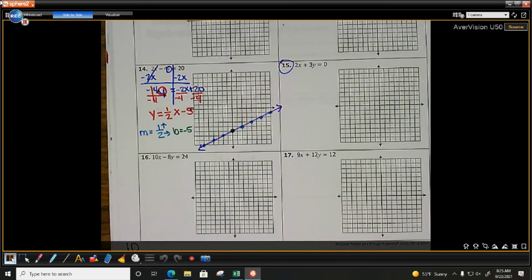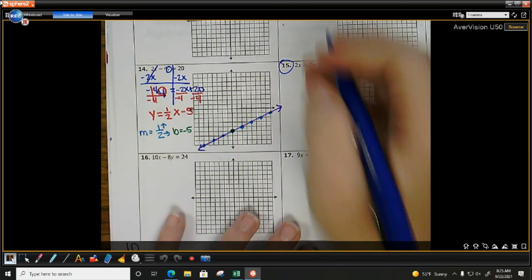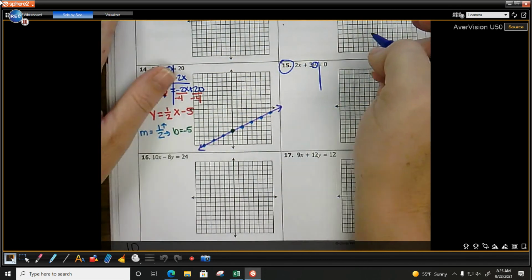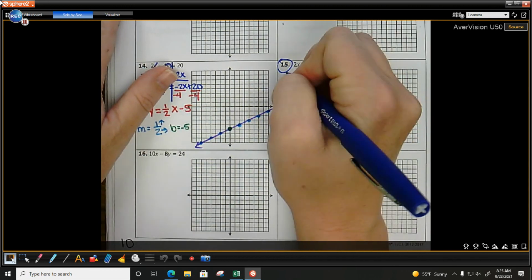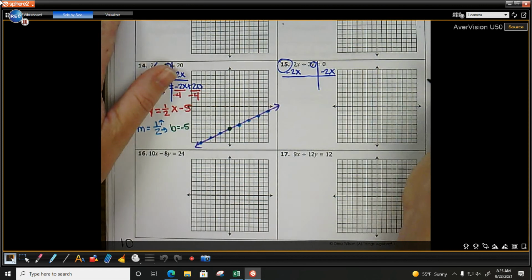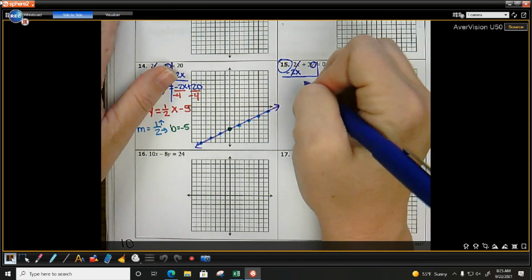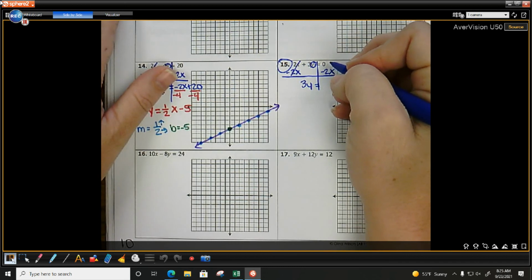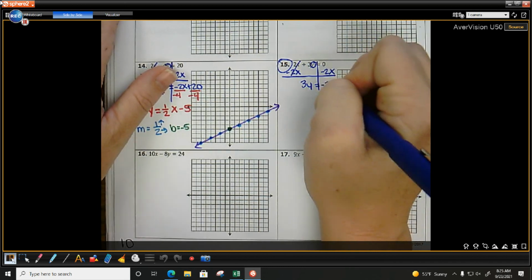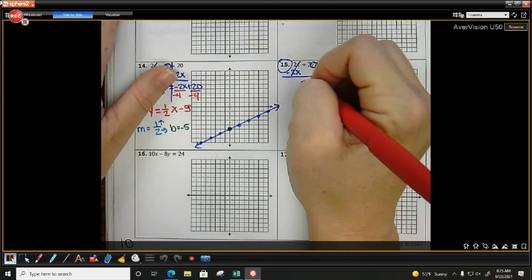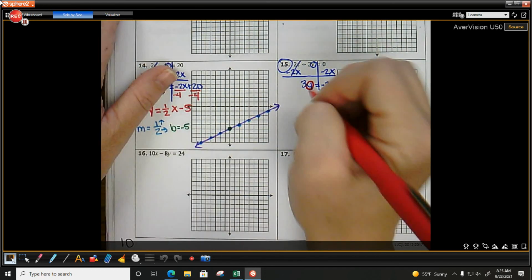Okay, let's look. We need to solve this one for y. What am I going to do to get y by itself? Minus 2x on both sides. 2x minus 2x is gone. So drop down here 3y. Do I need to put 0? No. Okay. Circle your y. What do I do to get y by itself? Divide by 3. And I get y equals negative 2/3 x. What's my m?